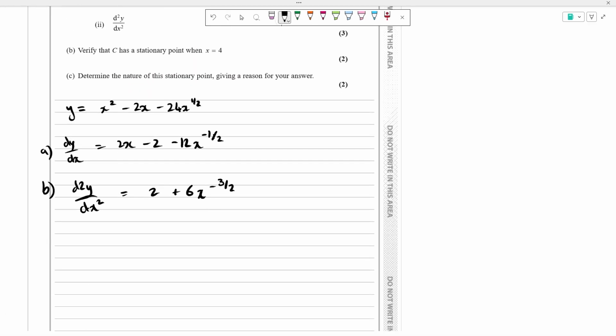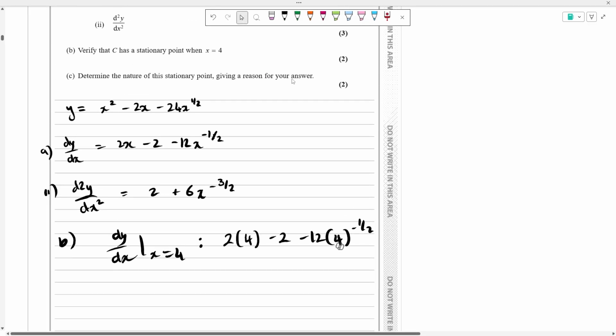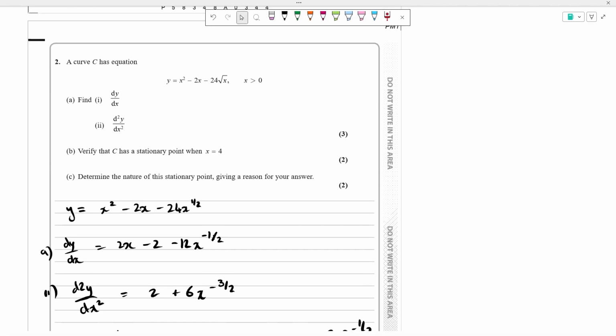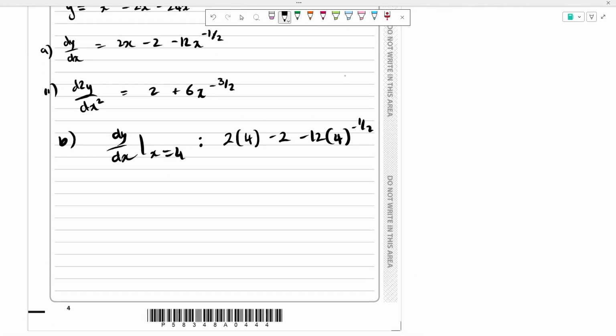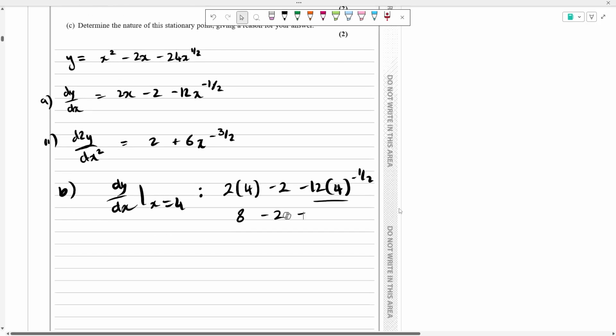So I'm going to sub in x equals 4 for dy by dx. We end up with 2 times 4, just substituting it into this equation here, minus 2, minus 12 times 4 to the minus a half. You could probably put this into your calculator directly, but because it's 2 marks, we might need a bit of proof that there's a bit of expansion. But because it says verify stationary point, this is going to equal 0 anyway. We can make that assumption.